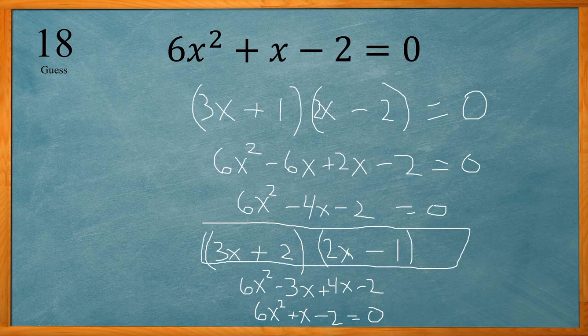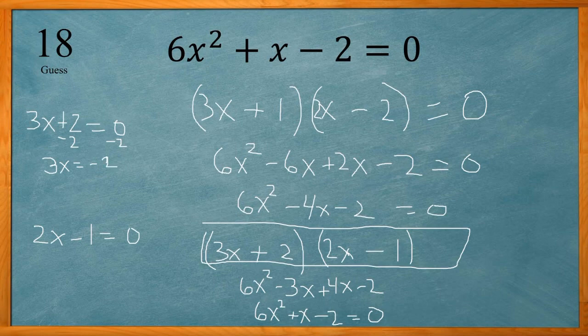So if I take each of those, 3x plus 2 equals 0, and 2x minus 1 equals 0. Okay, so our equation equals 0, so I set each factored term equal to 0. I subtract 2 from both sides. Gives me 3x equals negative 2. And then I need to divide both sides by 3. So x equals negative 2/3.